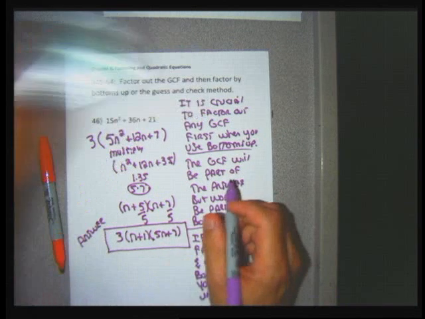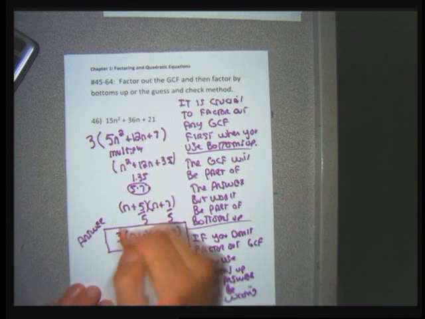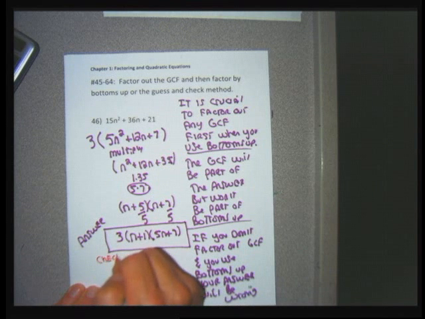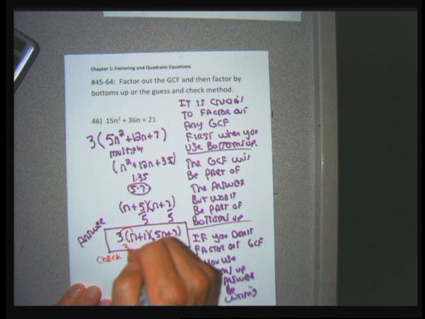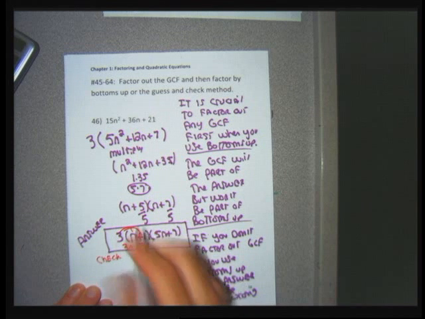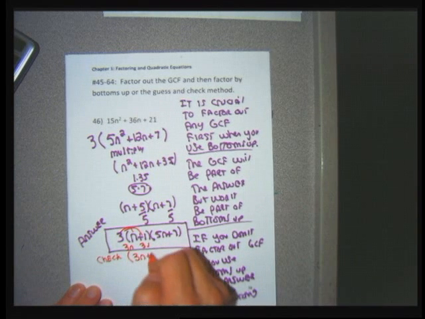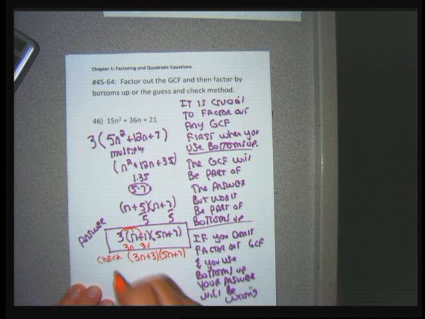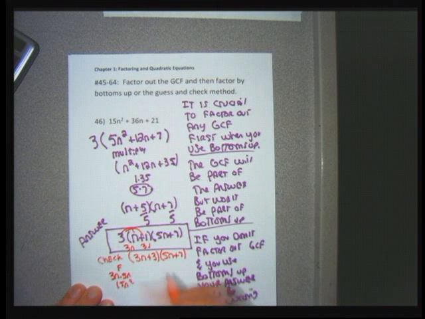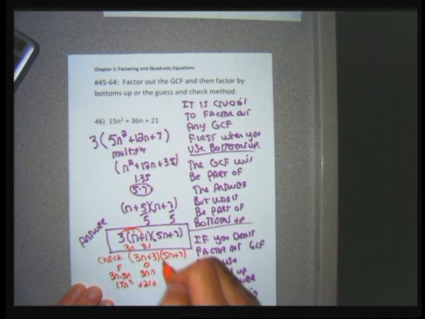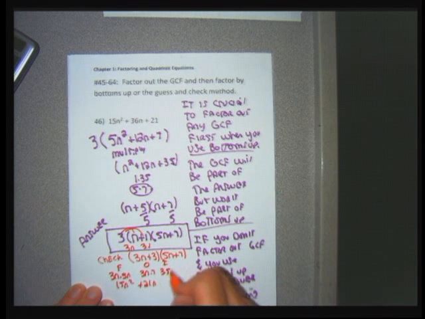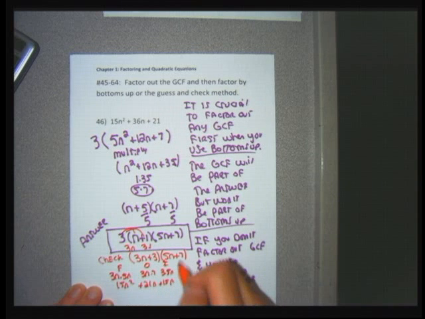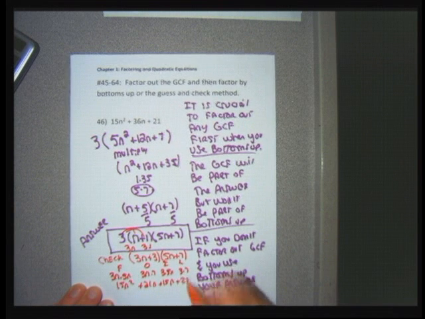So to check this, it's a little messier. To check this, I have to multiply the 3 into the parentheses that it's next to. So I'm going to go 3 times n and 3 times 1. And when I do that, I'm done multiplying with the 3. I get a 3n plus 3. And now I'm going to FOIL. Firsts are 3n times 5n, which is 15n squared. Outers are 3n times 7, which is a plus 21n. Inners are 3 times 5n, which is a plus 15n. Lasts are 3 times 7, which is a plus 21.